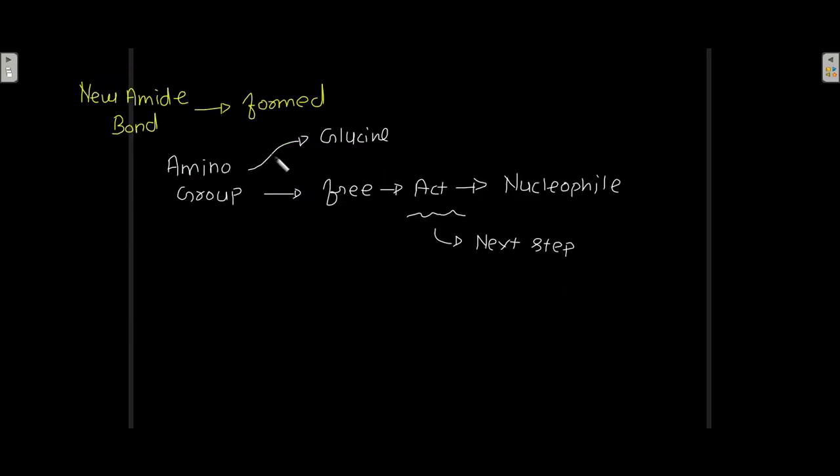Now, because of that, a new amide bond is formed and the amino group of the glycine is free to act as a nucleophile in the next step. Okay, so in the next step, the glycine amino group will act as a nucleophile. And why is this happening? Because a new amide bond is formed.